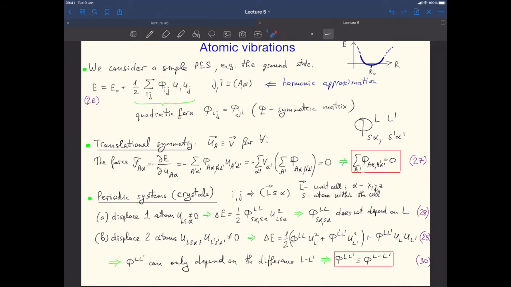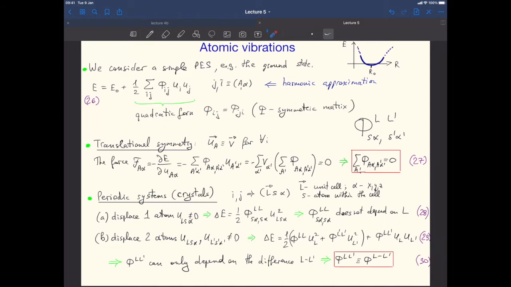So let's remember this, and as a result of that, the force constant matrix F_ij would have this form. So you have the left index as L S alpha and the right index as L prime S prime alpha prime. So what we're going to prove now is that for a periodic crystal, this force constant matrix will not depend on L and L prime separately, but will only depend on their difference. And this is a consequence of the periodic symmetry.